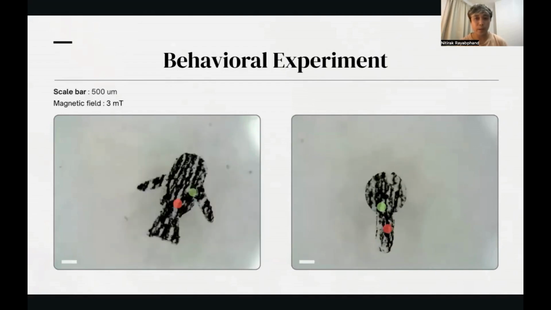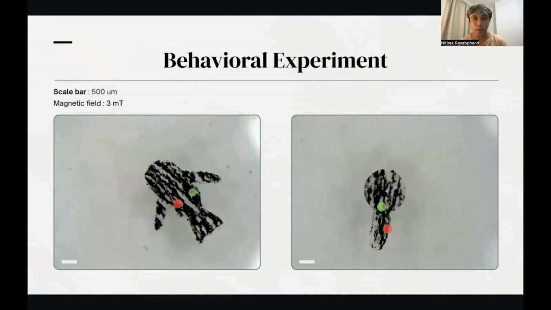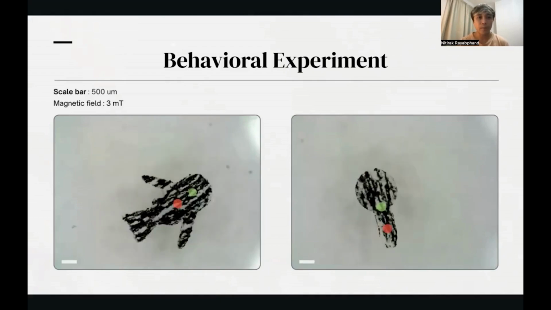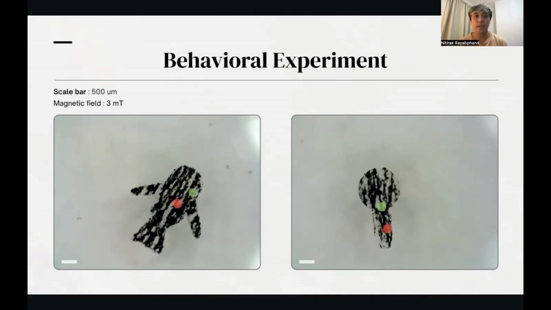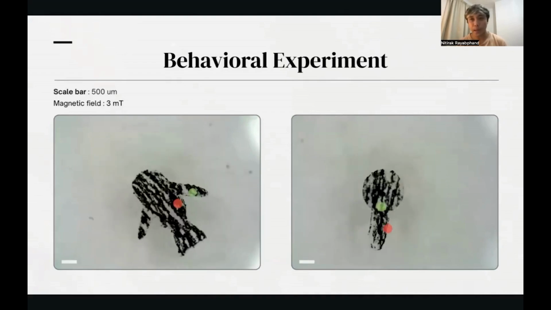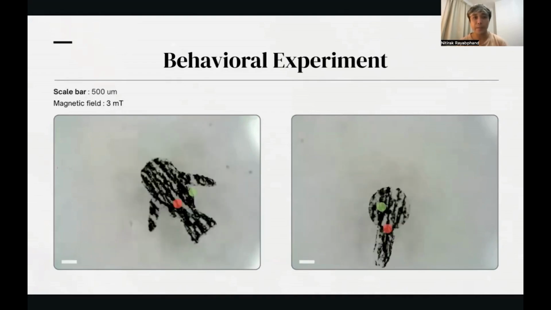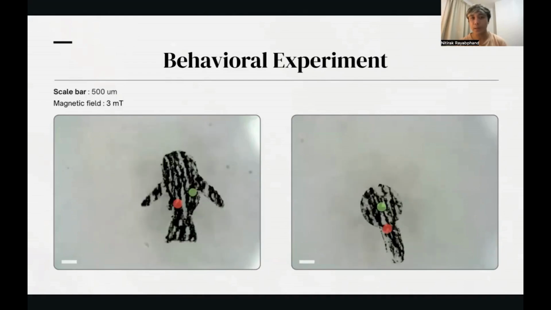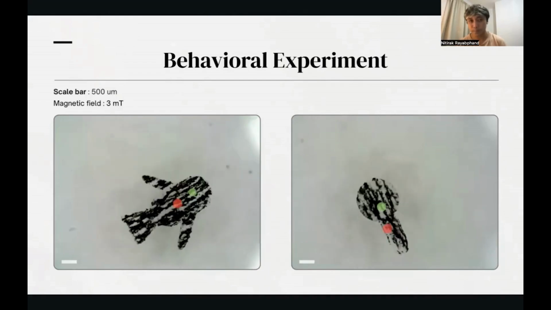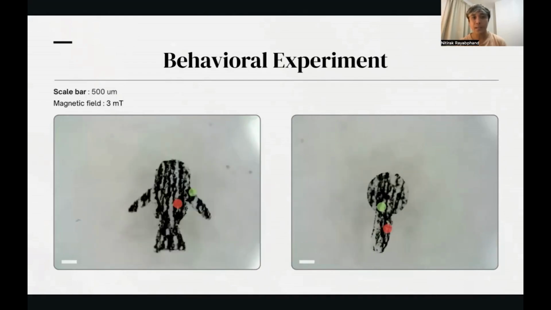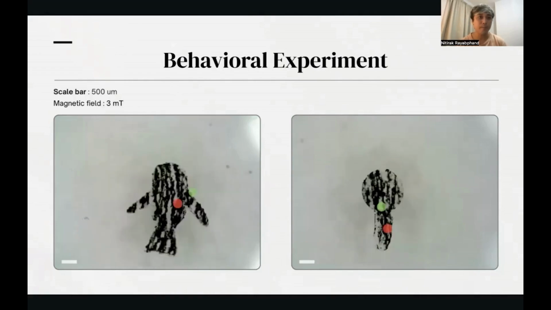And in this one we apply the magnetic field using the magnet as well. Both of them were transferred to a new petri dish that contained PBS as the liquid medium. 1 and 2 Hertz oscillation magnetic field with 3 millitesla magnetic field strength were then applied to control the fish and the tadpole.